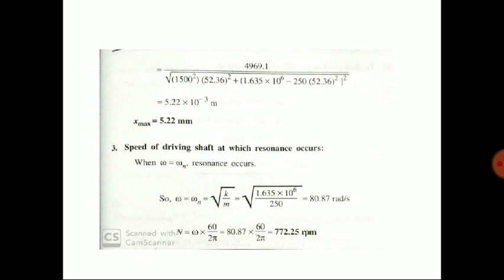Then it is asked the speed of the driving shaft at which resonance occurs. So when resonance occurs, omega will be equal to omega n. So omega equal to omega n equal to root of k by m. K we already found out, m we know. So omega n we are getting, which will be equal to omega. And what is omega? Omega equal to 2 pi n by 60. From there n equal to omega into 60 by 2 pi, which gives 772.25 rpm.